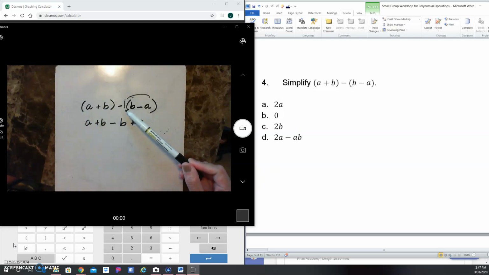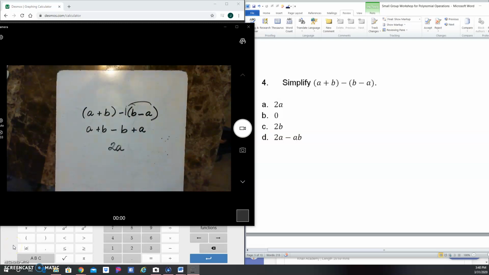However, on this one, it's negative 1. So negative 1 times b is negative b. Negative 1 times negative a is positive a. So the answer here is 2a. Let me explain why. So this a will be combined by this other a, making it become 2a, and this positive b and negative b will turn to 0 because they are inverses.